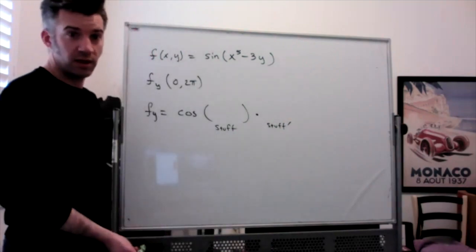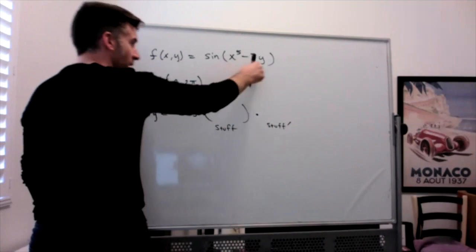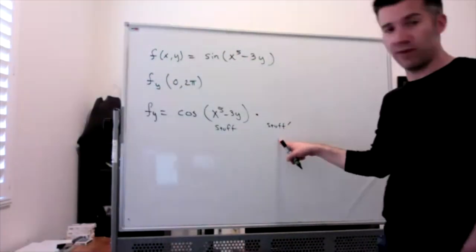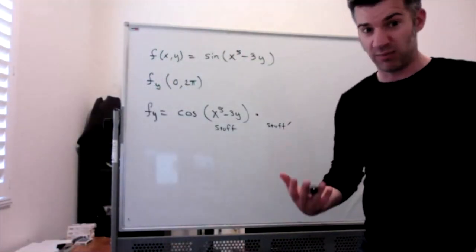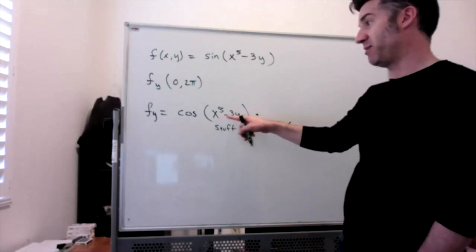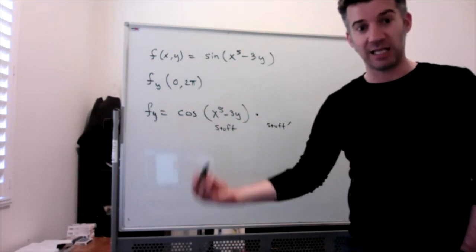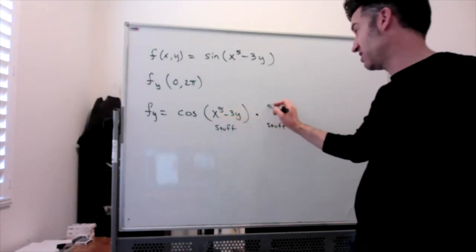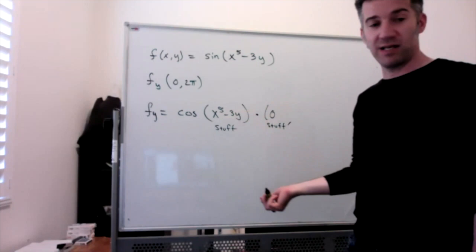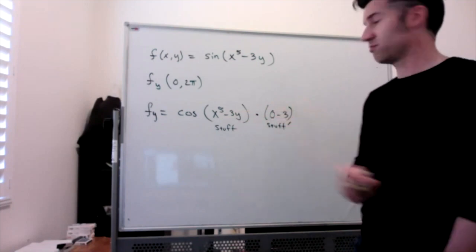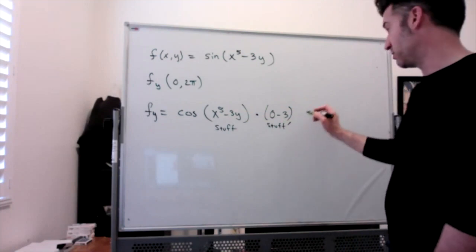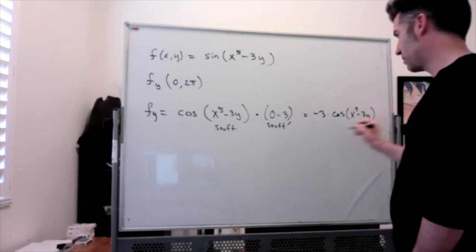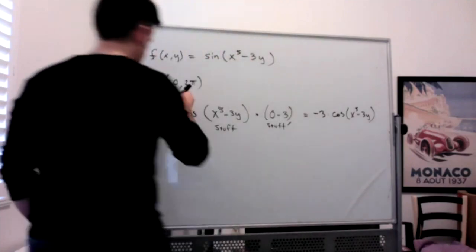Right, that's what's going to happen. So now let's do those things. Cosine of my stuff, that's x to the 5th minus 3y. And then the derivative of my stuff is where we have to think about the partials. The derivative of x to the 5th minus 3y with respect to y: x is acting like a constant. The derivative of x to the 5th, since it's not multiplied by any y's, is just 0. The derivative of negative 3y is minus 3. So our partial derivative with respect to y is negative 3 times cosine of x to the 5th minus 3y.